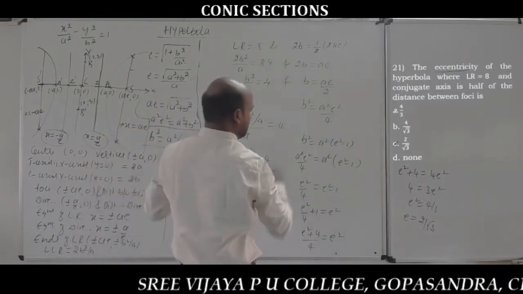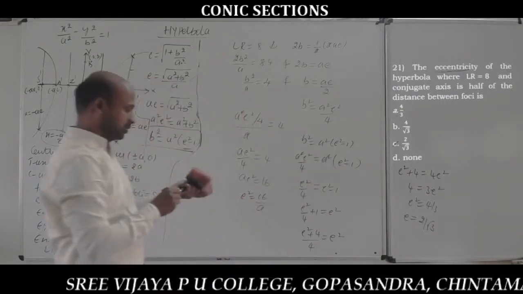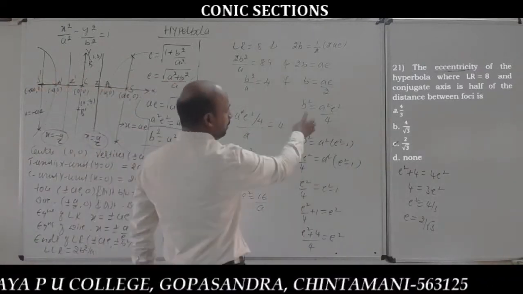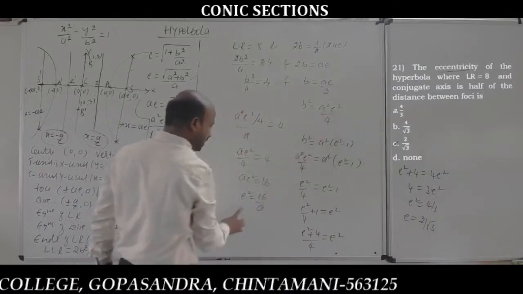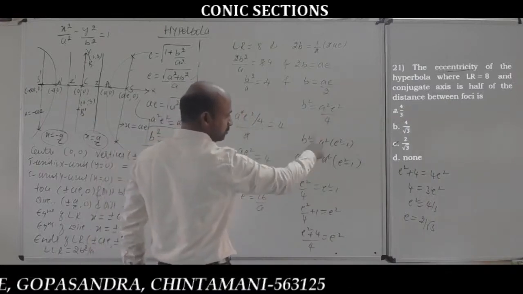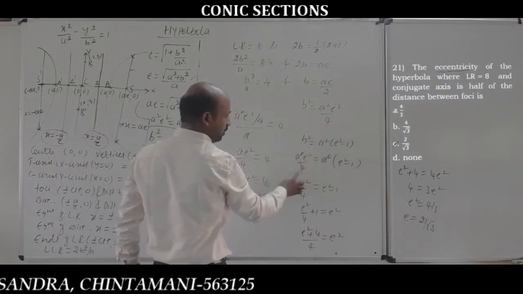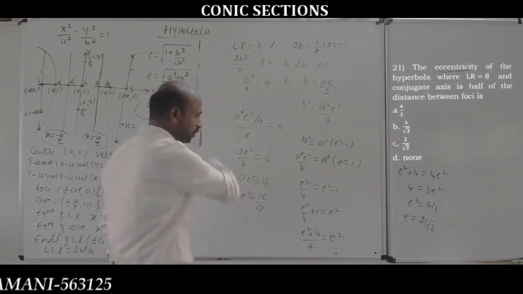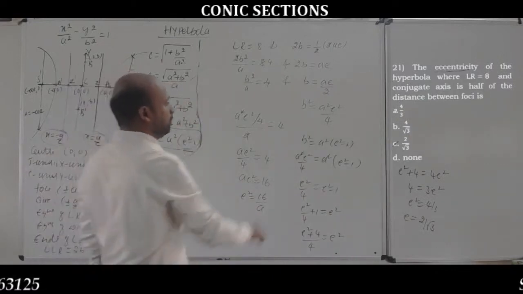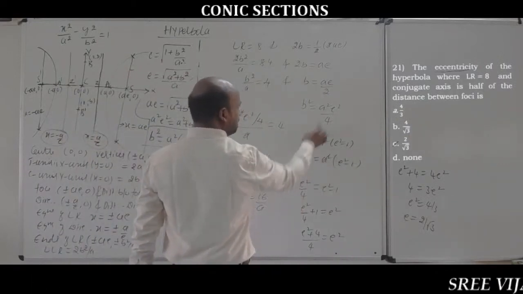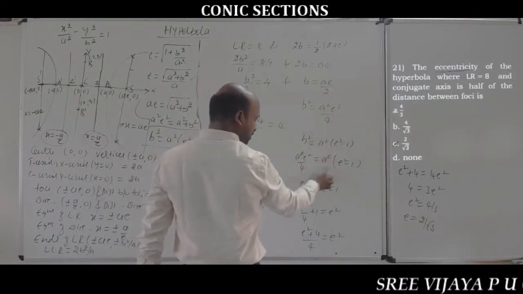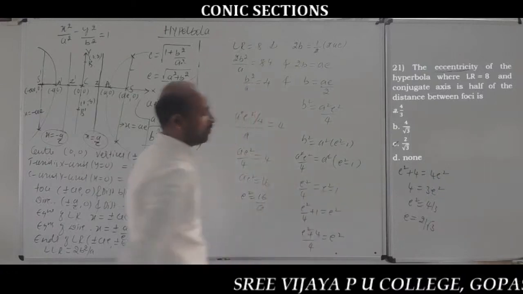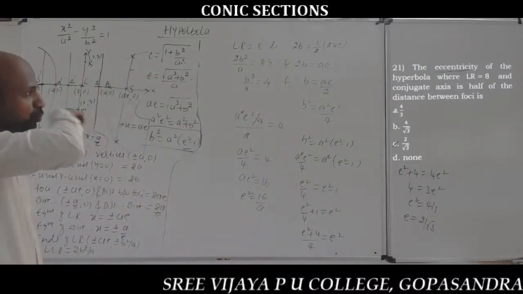So by using the result b square is equal to a square into e square minus 1, we know the e square value, and I have written b square as a square e square by 4. Substituting e square as 16 by a, b square is a square e square by 4 into a square into e square minus 1. These get cancelled. So after simplification, the value of e is 2 by root 3.